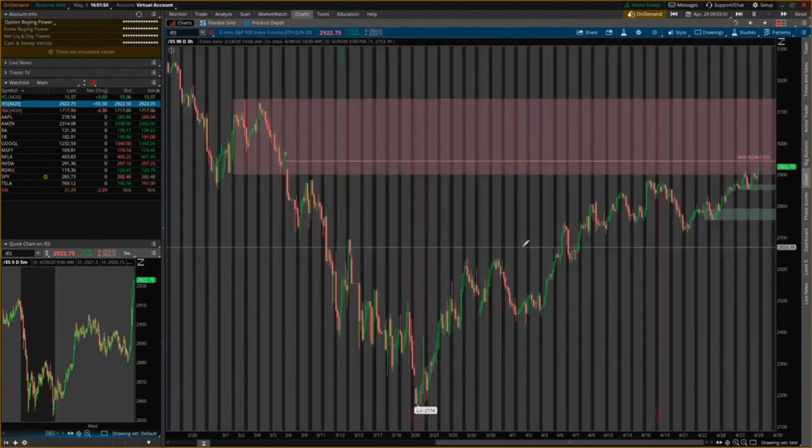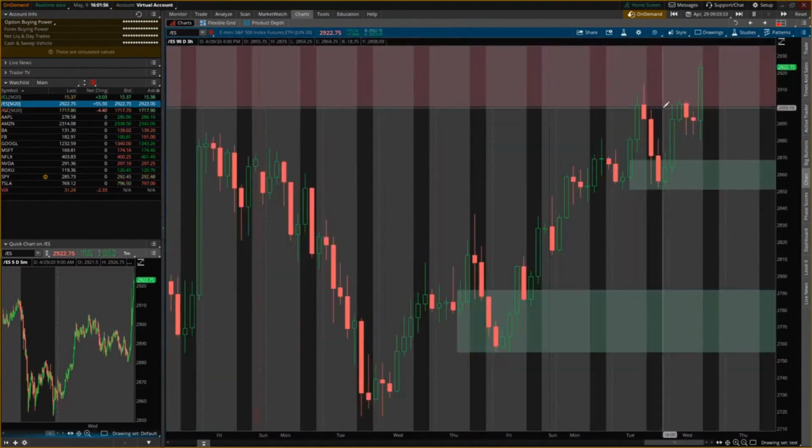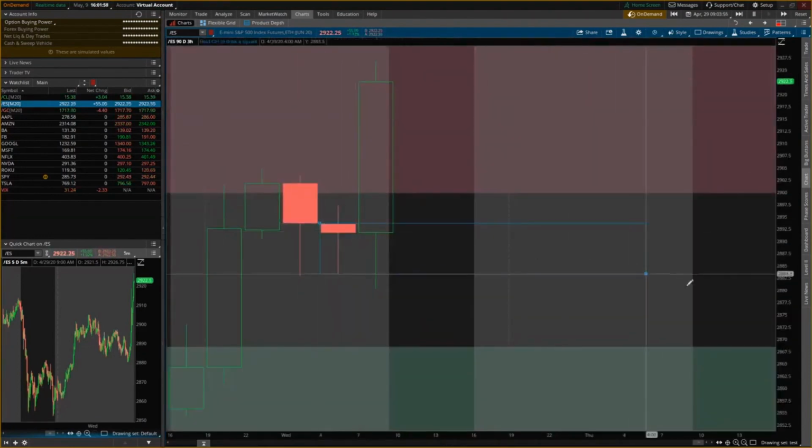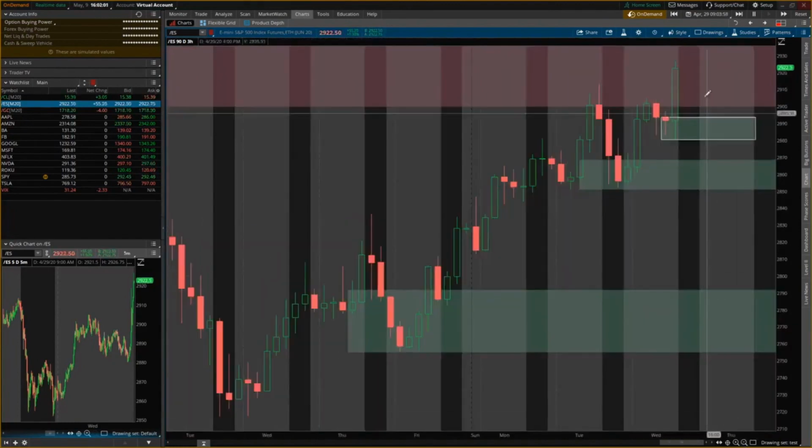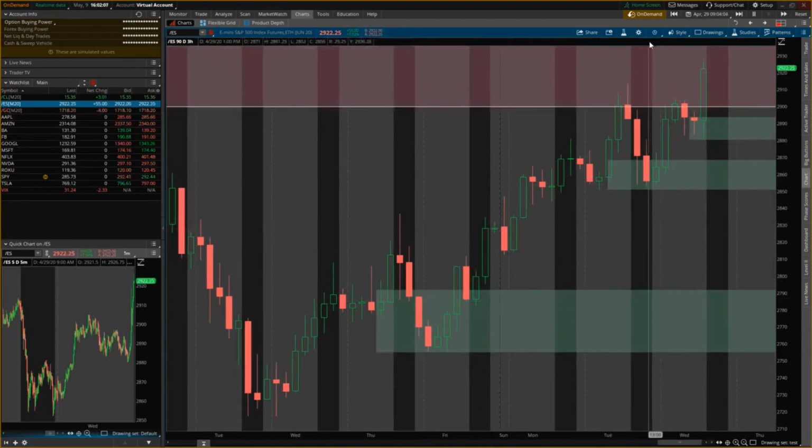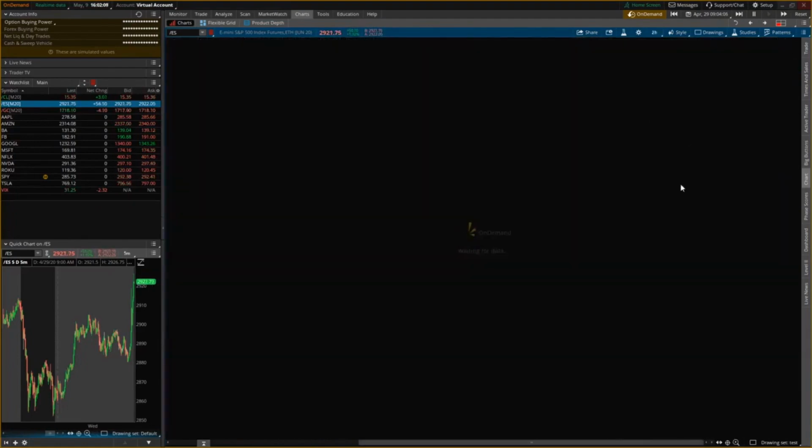Go to 3 hour. We have 3 hour demand forming right here. It hasn't formed yet. We have to close high. Don't see anything else besides down there. So I'm going to go to 2 hour.